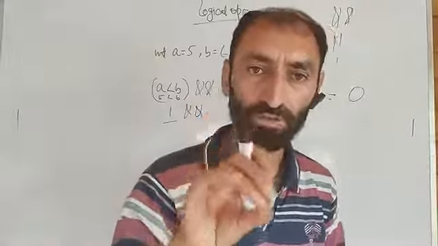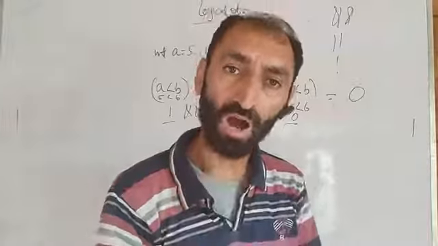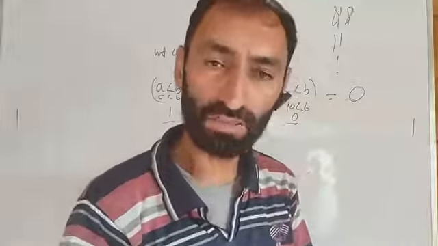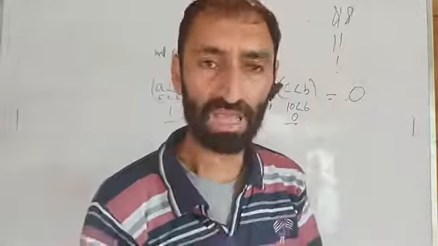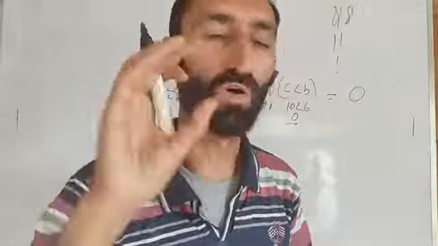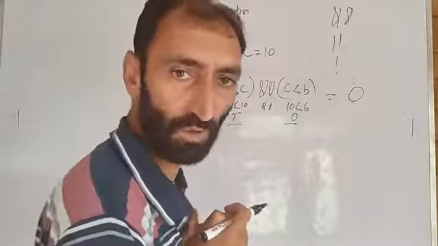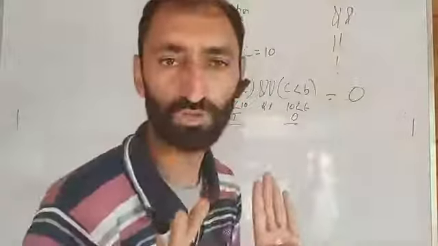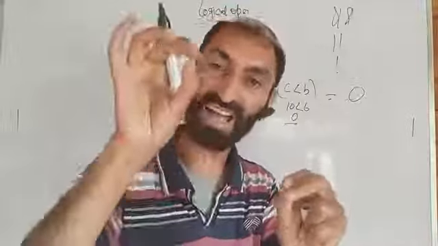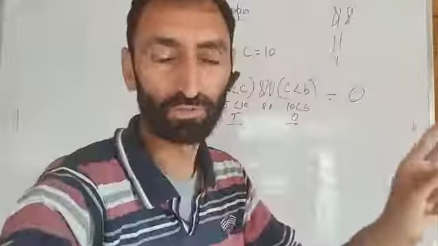The output of the logical AND operation is one when all the input expressions evaluate to one. If all of them evaluate to one, the result is one, otherwise it is zero. Here one expression gave 0, so overall the result is 0.